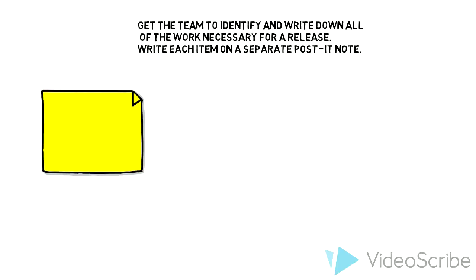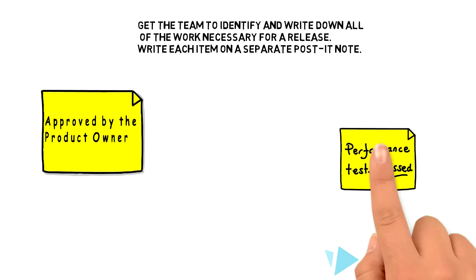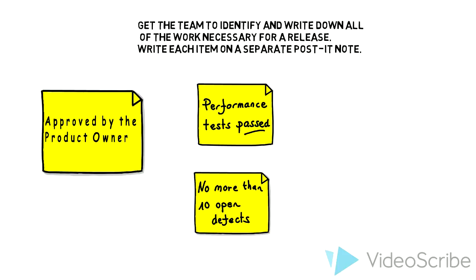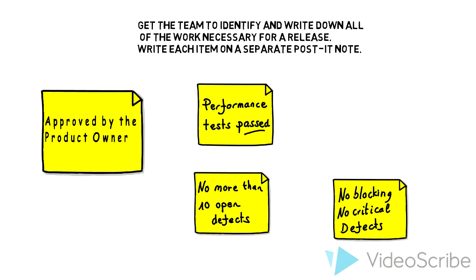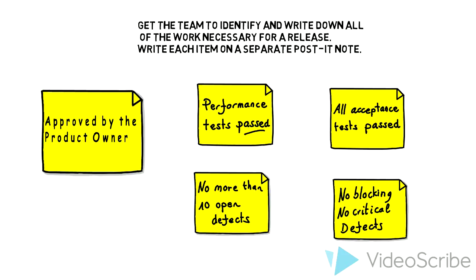Examples: work has to be approved by the product owner before release. Performance tests have to pass before release. No more than 10 open defects before release. No broken, no critical defects before release. All acceptance tests have to pass before release.